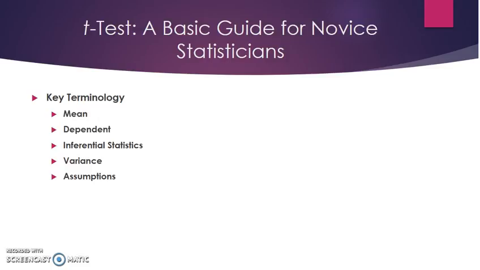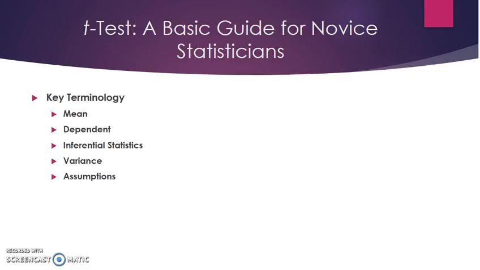Mean. We have the mean, which is the statistical average. Dependent. When you see the term dependent, that's your cue that the variables are related to one another. Inferential statistics is what we're currently working on, which means that we're trying to infer from the sample data and make judgments about the probability.